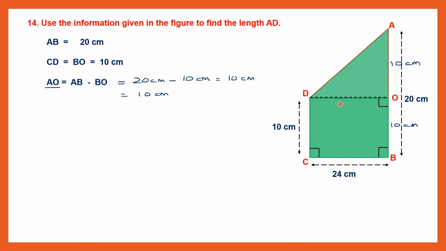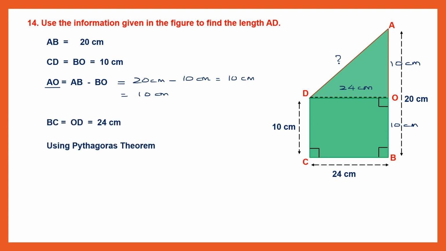Now we need to find OD. Now look at this. CB is 24 centimeters and this is a rectangle. Can you see the 90 degrees? If it is a rectangle, the opposite sides will be equal. So if CB is 24 centimeters, DO or OD will also be 24 centimeters. So let's write that there, 24 centimeters. Now in this triangle ADO, AO is 10 centimeters and DO is 24 centimeters. So we can easily find AD by using the Pythagoras theorem.